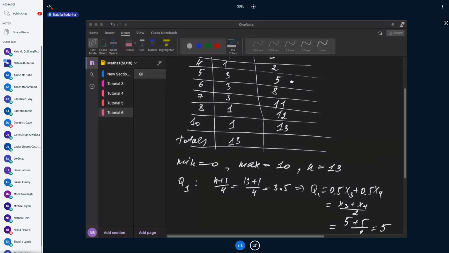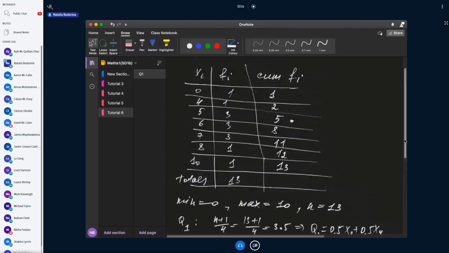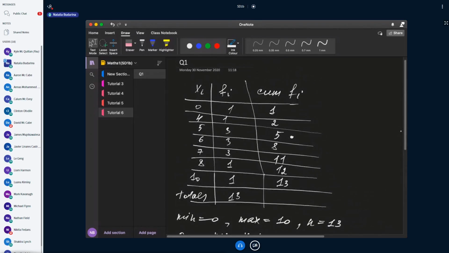Okay, again, I will remind you what the cumulative frequency is. It's the frequency on the current step plus all frequencies up to the current step. For example, how do we calculate this? We start from the beginning: the frequency on the current step is equal to 1.